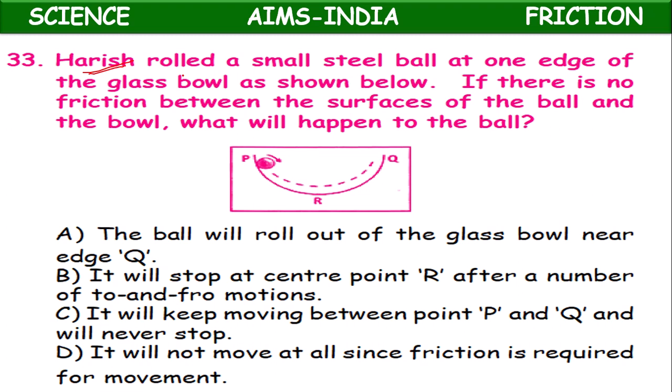So next, Harish rolled a small steel ball at one edge of the glass bowl as shown below. So P, R, Q, this is the bowl. From point P, he is rolling the ball. It is going in this direction. Now the question is, if there is no friction between the ball and the surface of the bowl, what will happen to the ball?